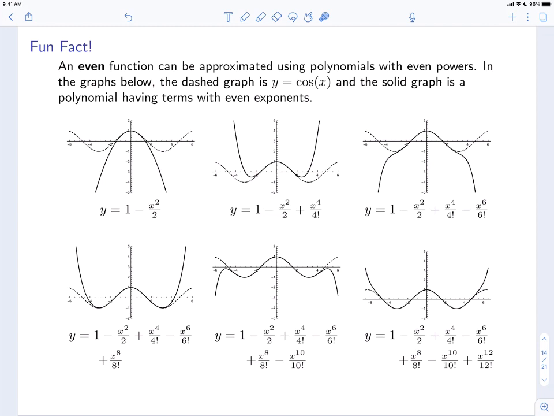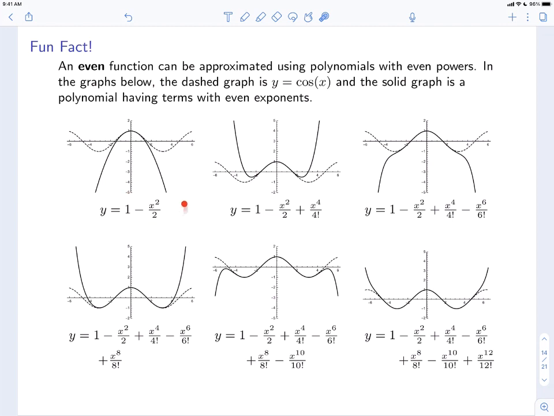Here's a fun fact. Any even function can be approximated using polynomials with even powers only. So in the graphs below, you can see a dashed graph here. This is y equals cosine of x. You can see it in all of these. All of these have y equals cosine of x. Cosine of x is an even function. And this even function can be approximated by polynomials with even powers.